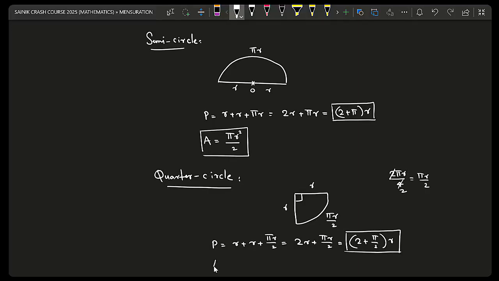And area is very simple. The full circle area is pi r square, and in that, the fourth part is pi r square by 4. This is the area of a quarter circle. So using all these formulas, you are able to solve all the questions on perimeter and area.